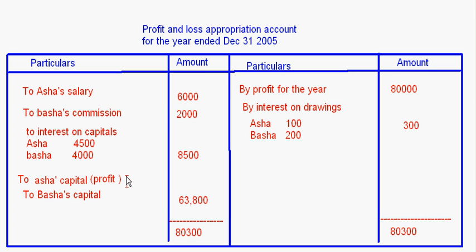Now 63,800 will be distributed in the ratio of 4:1. That is 63,800 into 4 divided by 5, which comes to 51,040, and 63,800 into 1 divided by 5, which comes to 12,760. Now this should have been the correct profit. So that finishes our profit and loss appropriation account. Fine. Now we have put the correct profits here.